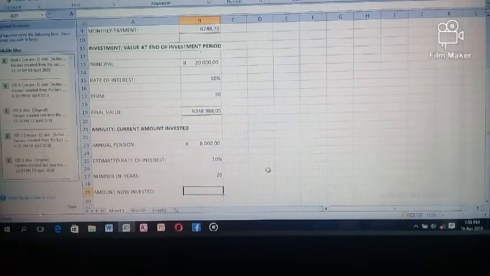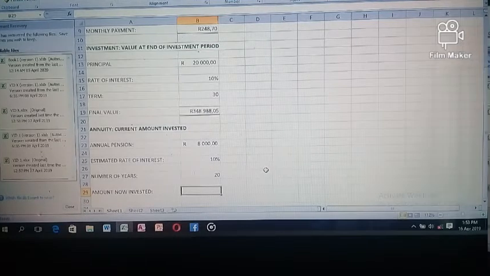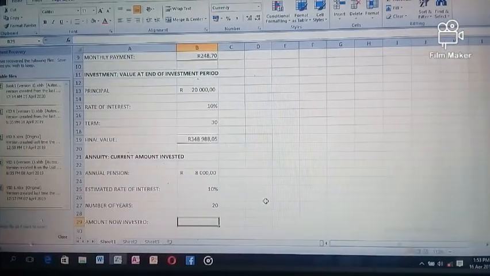In this example, one is given the future value. In this instance, we are looking for the present value. So what's our present value? We don't have our present value, but we've got our future value, which is the annual pension.